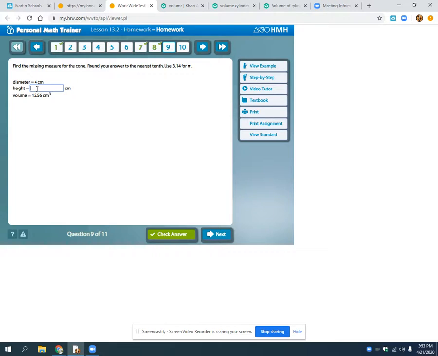So then if height is missing, you would find the radius, which is 2, and then square it, which is 4, and you would divide this volume number that you already multiplied by 3. So then you would take that number and divide by your radius squared, which is 4, and then you would also divide by pi, and that's how you would find height.